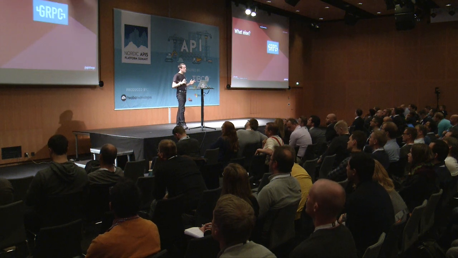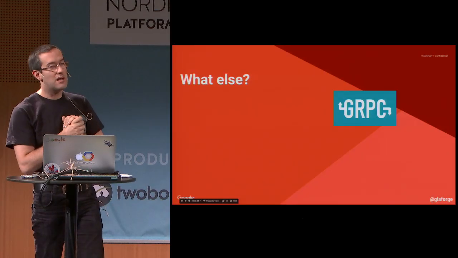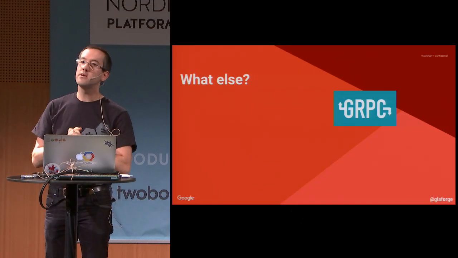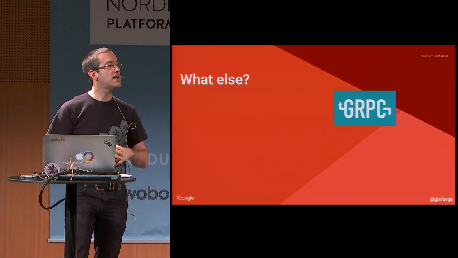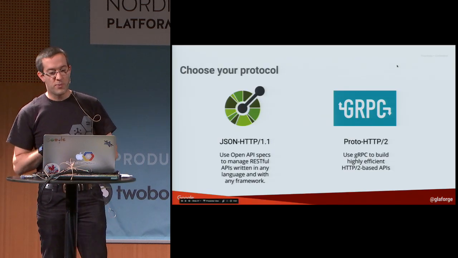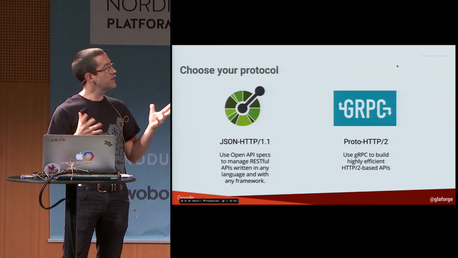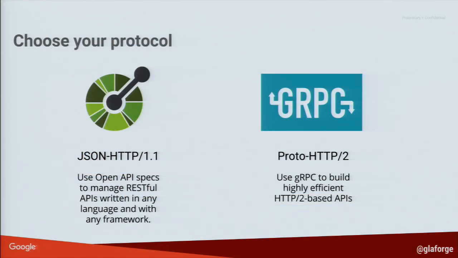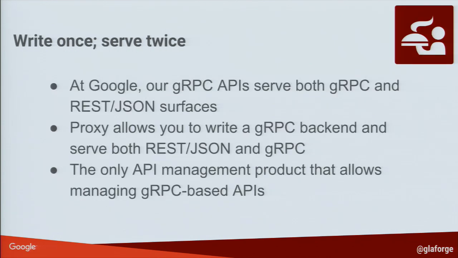Okay. So what else? I also mentioned that Cloud Endpoints supports gRPC, so if you want to do gRPC-style APIs and not just REST or RESTful APIs. But both, I mean, you can use OpenAPI specifications to actually work with both JSON-style APIs and gRPC. And actually, this is what we're doing inside Google as well, as we are able to serve both gRPC and REST JSON surfaces with the same contracts.